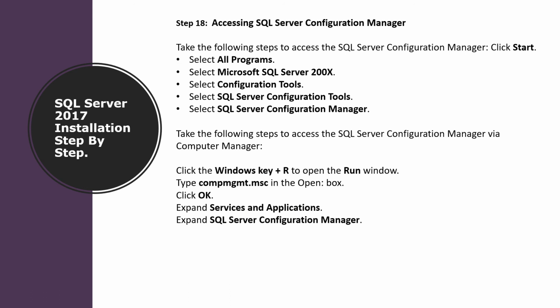Accessing SQL Server Configuration Manager. Take the following steps to access the SQL Server Configuration Manager. Click Start, All Programs, SQL Server 2012, and select Configuration Tools. Select SQL Server Configuration Tools. Select SQL Server Configuration Manager. Take the following steps to access the SQL Server Configuration Manager via Computer Management. Click the Windows key, press R to open the Run window. Type compmgmt.msc in the open box. Click OK. Expand Services and Applications and expand SQL Server Configuration Manager.